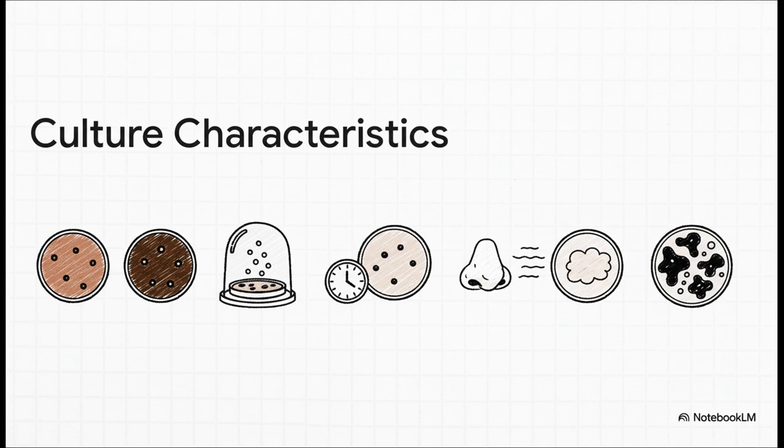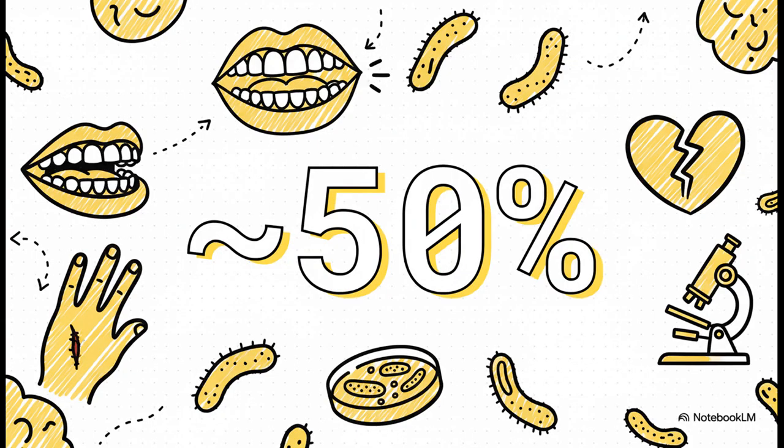And here we have a classic diagnostic trap. The name corrodens literally comes from the bacterium's ability to corrode or pit the agar. But here's the thing, it only happens about half the time. The biggest takeaway here is that you absolutely cannot rely on the absence of pitting to rule out Eikenella corrodens.